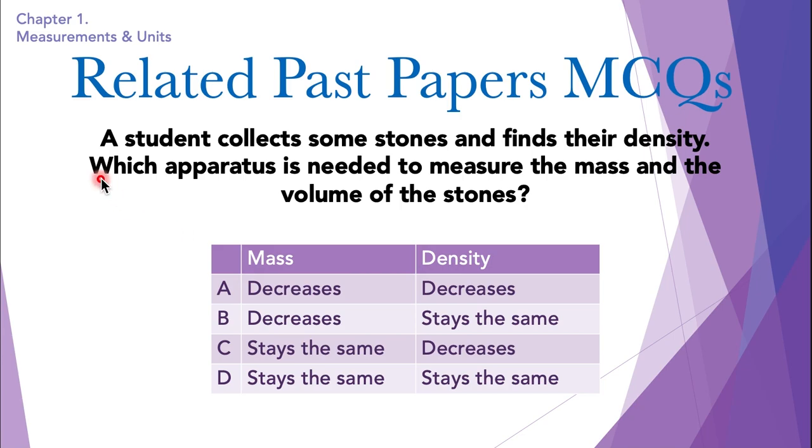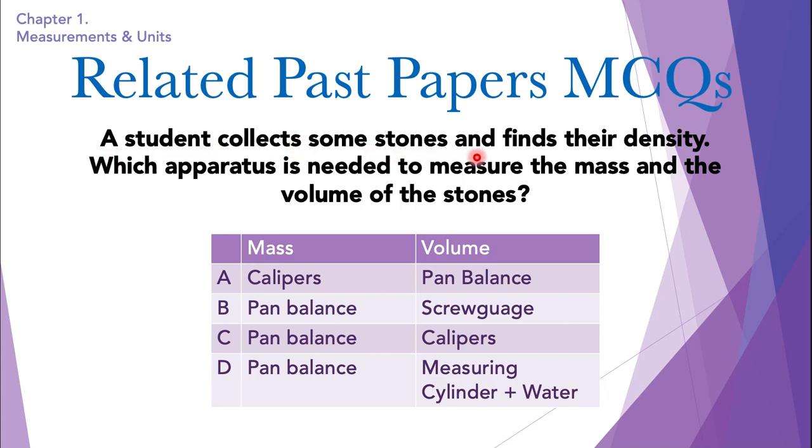So the question is, a student collects some stones and finds their density. Which apparatus is needed to measure the mass and the volume of the stones? So here we have 4 options A, B, C and D. Pause the video and write down the answer which you think is correct. So the answer of this question is D.